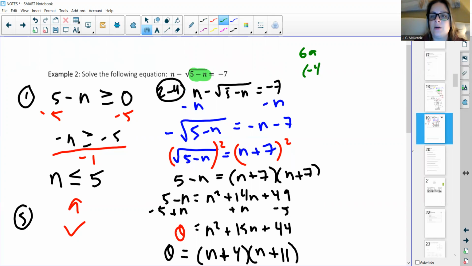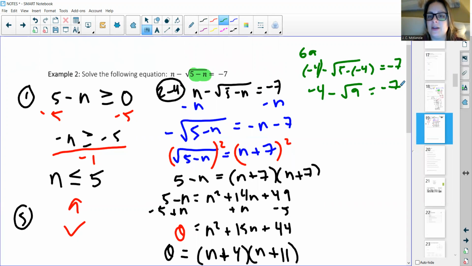So negative 4 minus the square root of 5 minus negative 4 equals negative 7. So 5 minus negative 4 is 5 plus 4, which is 9. The square root of 9 is 3. Negative 4 minus 3 is negative 7. Does my left side equal my right side? Yes. So the solution of negative 4 works.